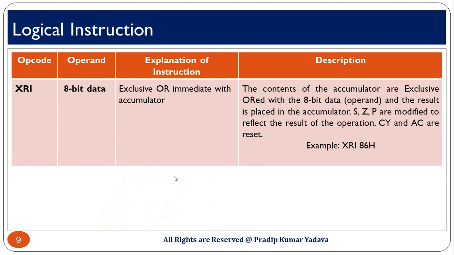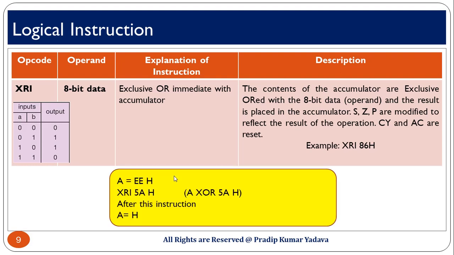Now, talking about XRI, I have already discussed ANI and ORI. This is the same as both instructions, the only difference is the table, because in this case the output will be different from the previous one, because here we are performing XOR operation.